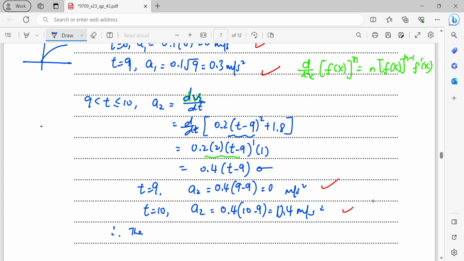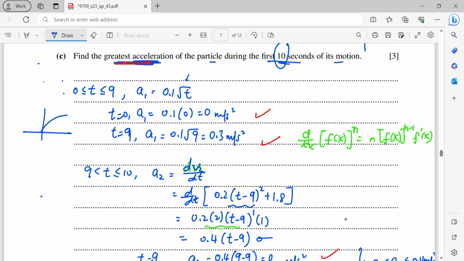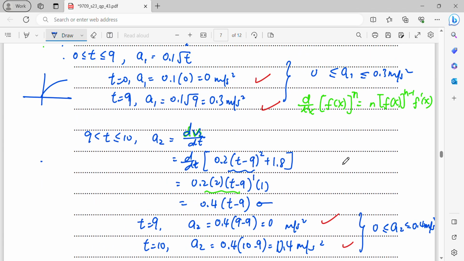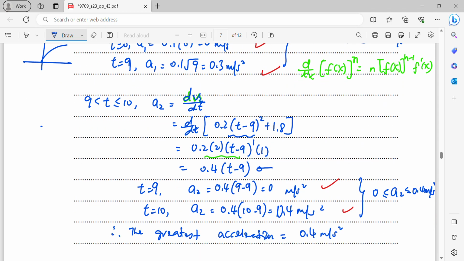Therefore, alright, that's the solution of this question. Or from here, you can just write the A2 is between 0 and 0.4 meter per second squared. Okay, then here it will be A1 between 0 and 0.3 meter per second squared. Then you can see clearly. Right, so the maximum is going to be 0.4 meter per second squared.